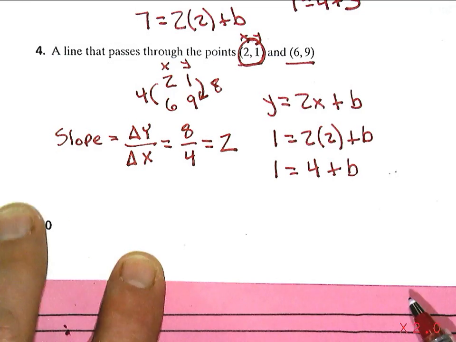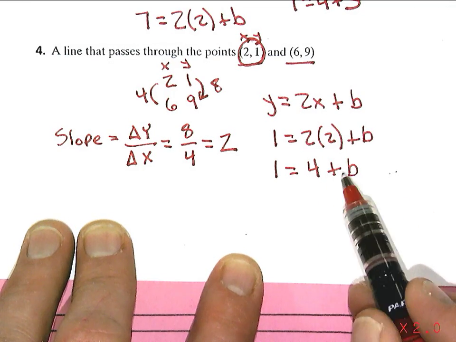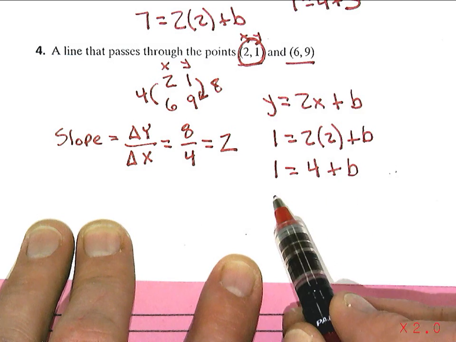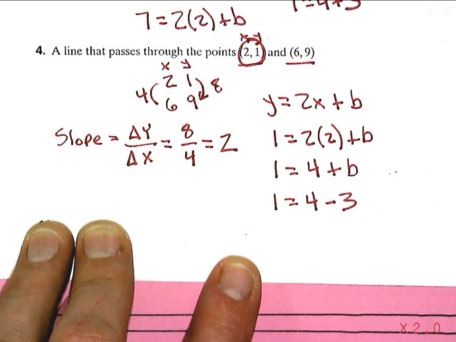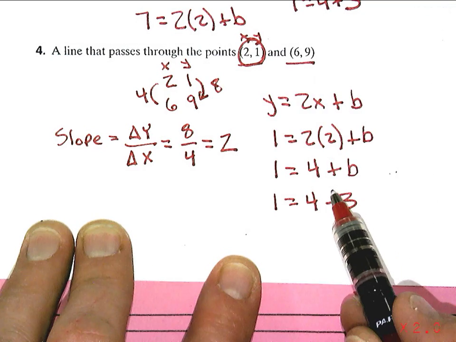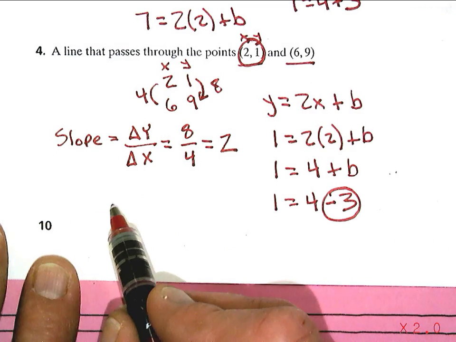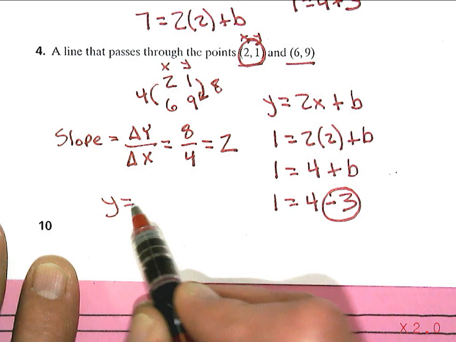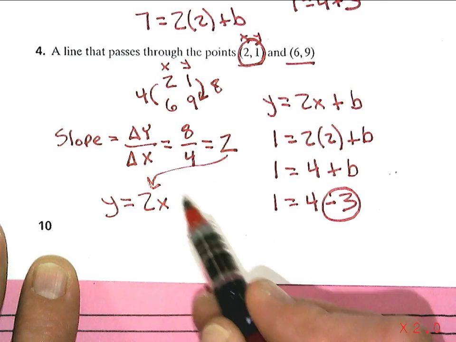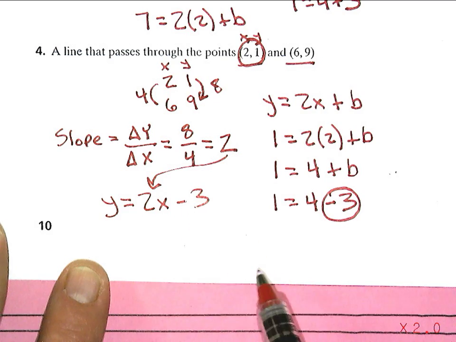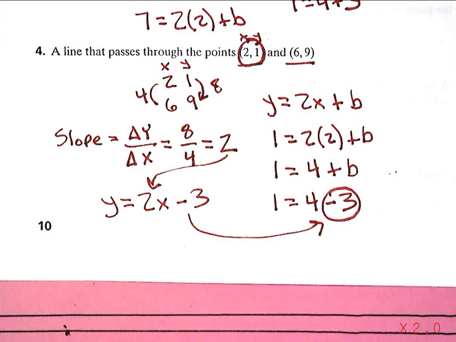Well, it should be pretty obvious that to get less than 4, this is going to have to be a negative number. So to make this work, I have to say 4 minus 3 equals 1. And so that minus 3 is my y-intercept in my equation. So my equation should be y equals 2x, that was my slope, minus 3, which was my y-intercept. And now I have the equation for that line.